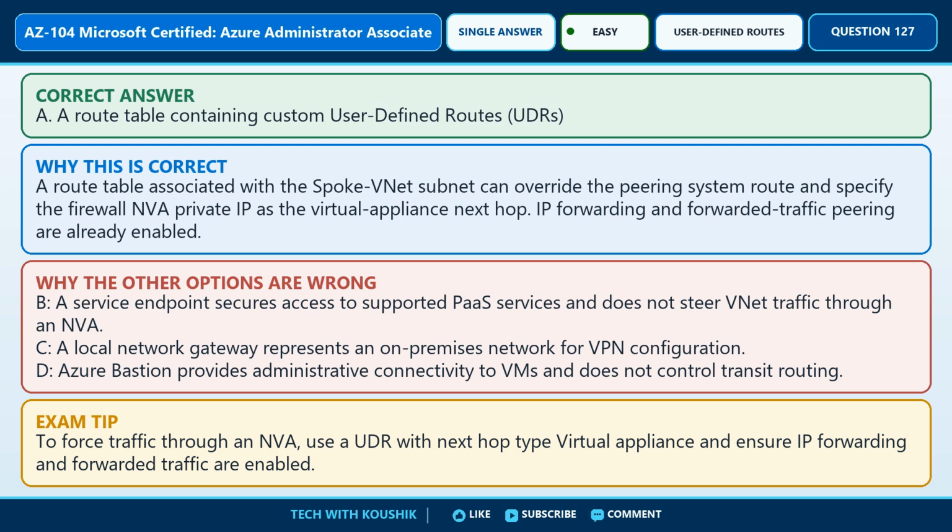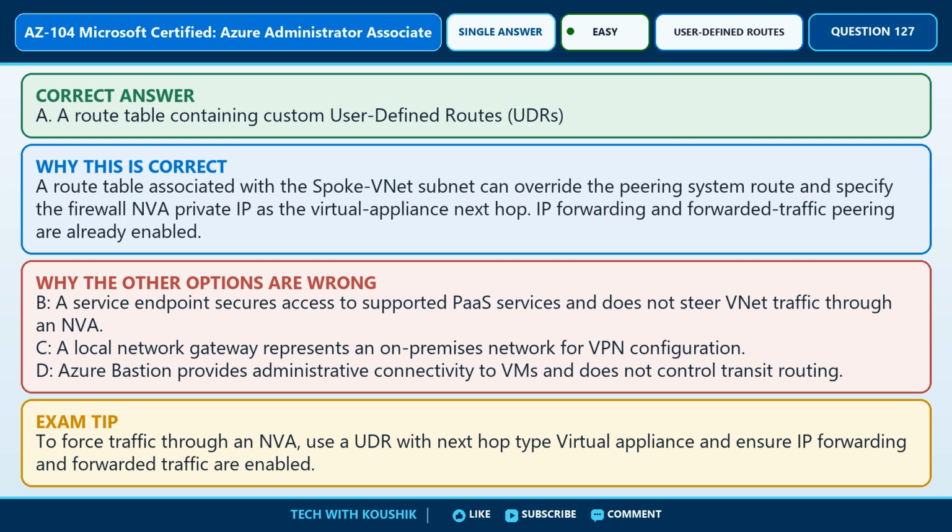The alternatives can be eliminated because B, a service endpoint, secures access to supported PaaS services and does not steer VNet traffic through an NVA. C, a local network gateway, represents an on-premises network for VPN configuration. D, Azure Bastion, provides administrative connectivity to virtual machines and does not control transit routing.